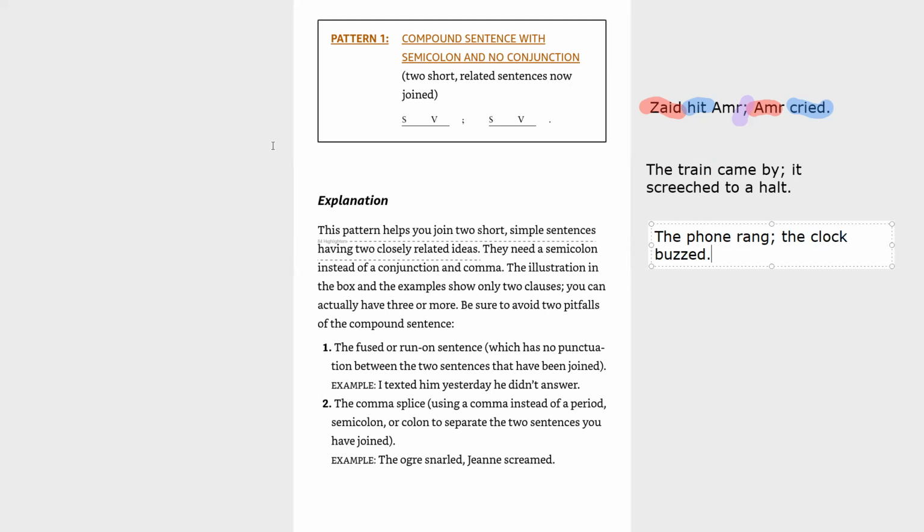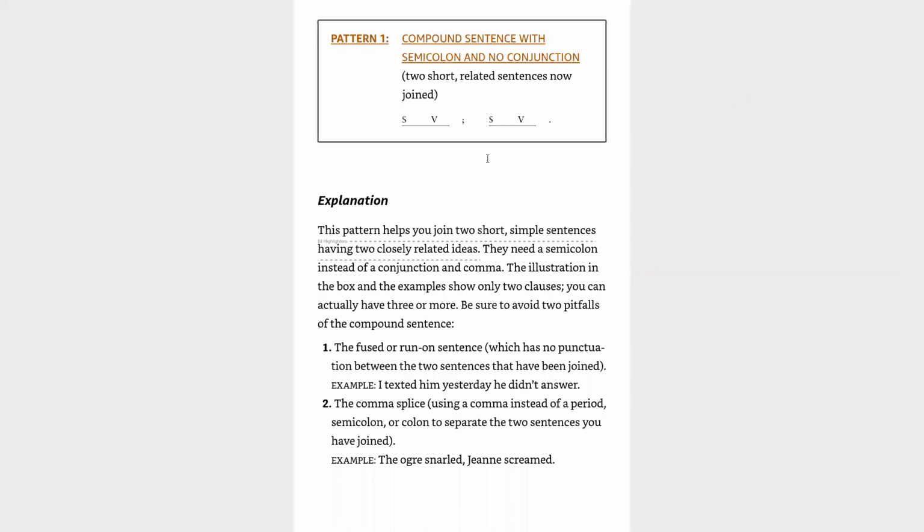Okay, so it's very simple. Subject, verb, and a semicolon in between. Okay, the pattern is right up here. So when you do your 5 sample sentences, you have the pattern right here.